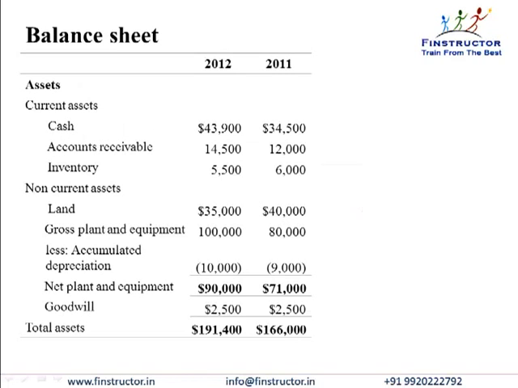And please recall, this is exactly the amount by which cash has gone up in the balance sheet from 2011 to 2012. That is $9,400. Had we made a mistake in the cash flow calculations, these numbers probably would not have matched.